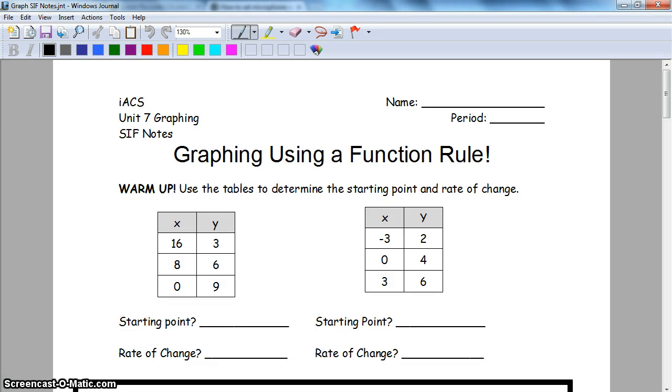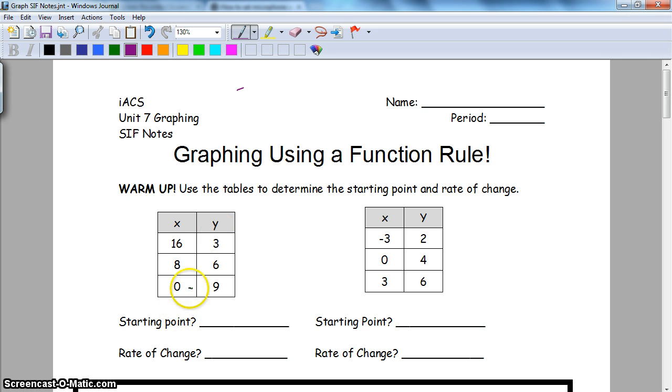All right, y'all, day 7, we're going to talk about graphing using a function rule. And we're going to learn a fancy way of doing this. But first, we're going to do a quick warm up. Go ahead and figure out the starting point and the rate of change of these two tables. I'll help you out with the first if you need.